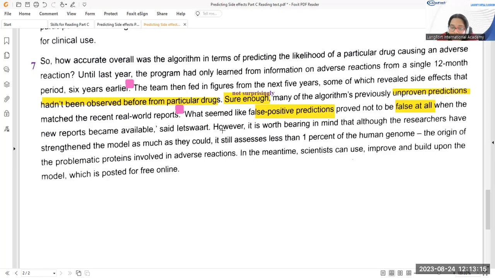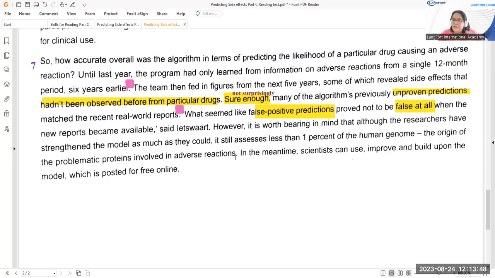Then the writer goes on to say, however, it's worth bearing in mind that although the researchers have strengthened the model as much as they could, although they have tried their best to make the algorithm as strong as they can, it only assesses or evaluates less than 1% of the human genome. Genome is the gene, this one, right? Which is the origin of the problematic proteins involved in adverse reactions.